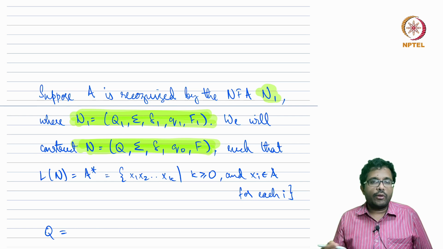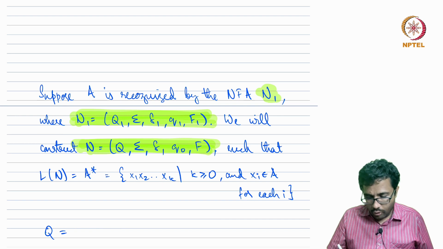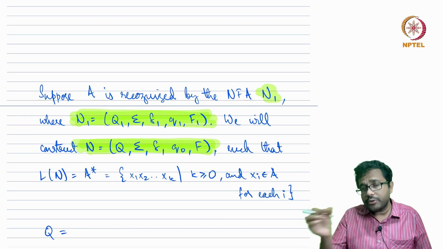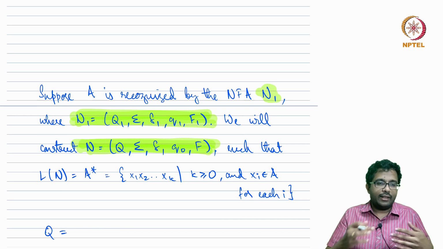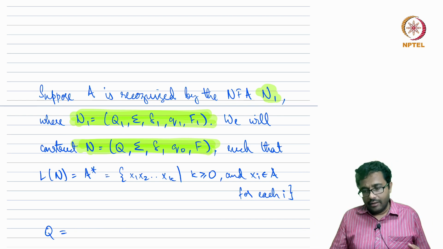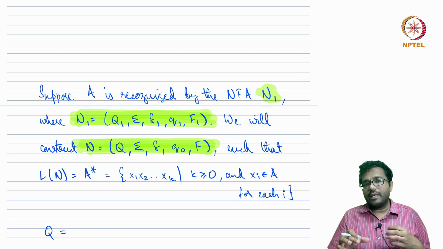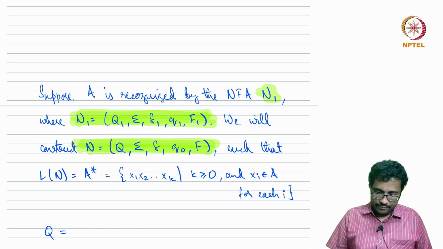Now we want to construct N such that the language recognized by N is the star of A, which means it should be a concatenation of some number of strings, each of those strings should be in A. The number is not specified. It could be 0, 1, 2, 3, any number. When you take 0 strings from A, it gives you the empty string. When you take 1 string from A, it is just the language A itself. If you take 2 strings from A, it is A concatenated with itself. The union of all of these gives us the star.